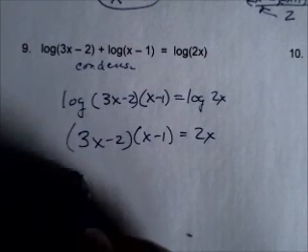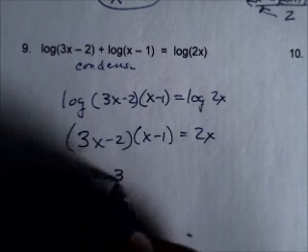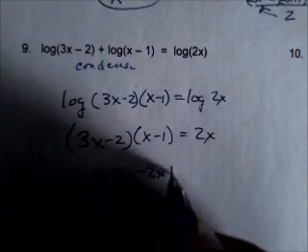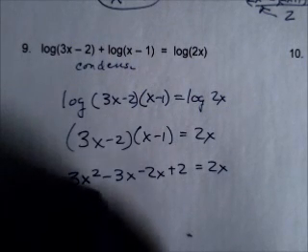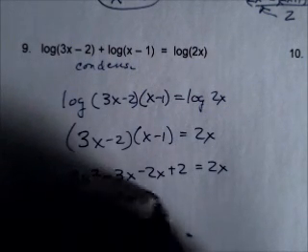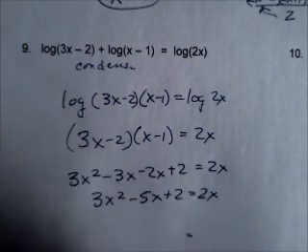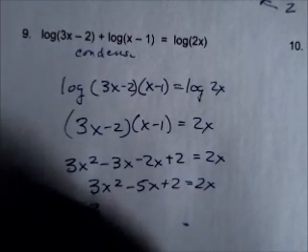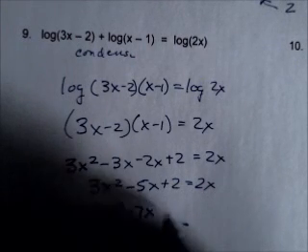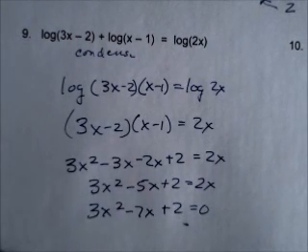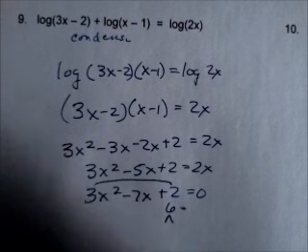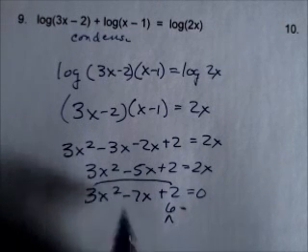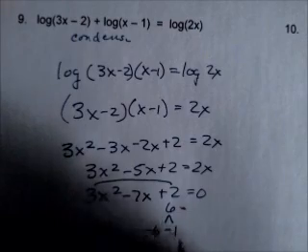FOIL, I'm going to get 3x squared minus 3x minus 2x plus 2 equals 2x. Combining like terms, 3x squared minus 5x plus 2 equals 2x. Subtract 2x from both sides, 3x squared minus 7x plus 2 equals 0. Alright, so I finally have it in standard form, our trinomial, factor in, factor out method. Multiplying, we get 6. And the factors of 6 that add to negative 7 are negative 6 and negative 1.